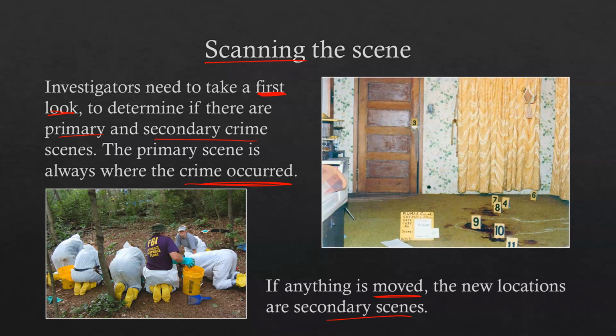Okay? If the scene is secured at the beginning but only includes the primary scene, it is likely that any potential secondary scenes wouldn't be included within that initial perimeter, and we would want to expand the crime scene perimeter in order to ensure we have all of the evidence for any secondary scenes. Okay, and that is only determined if we scan the scene initially.